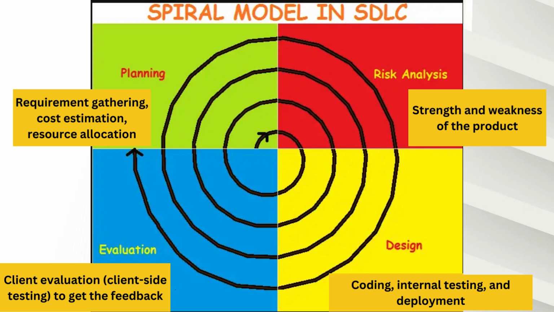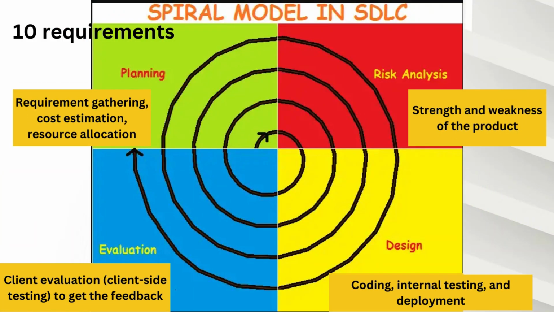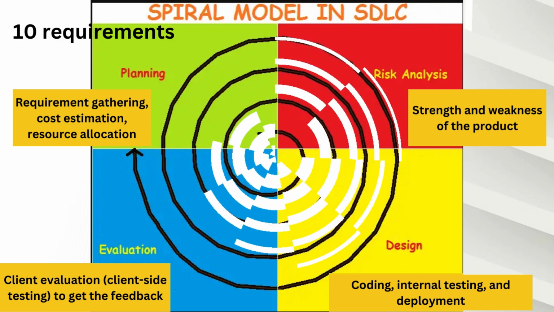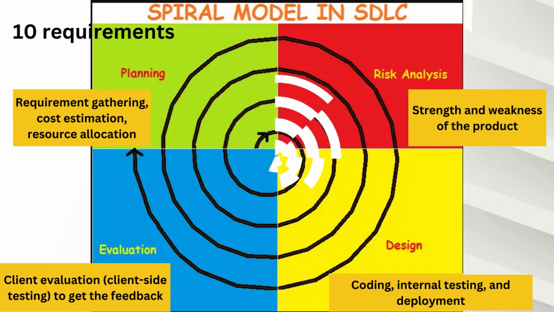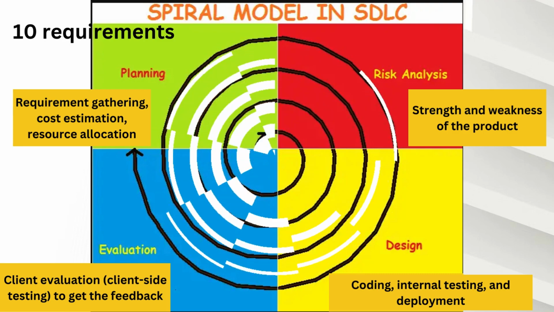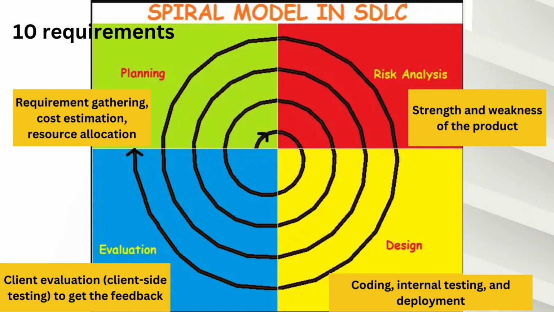Say we got 10 requirements from the customer. Once we get the requirements, the planning stage will be started. So, we do the planning for those 10 requirements. After that, we do risk analysis, and then we move on to the design phase. In the design part, we do coding, testing, and deployment. Once all this is done, we will get feedback from the customer. So, here, we deployed our first prototype with those 10 requirements.